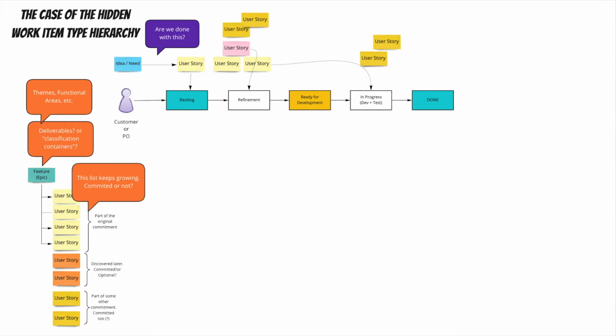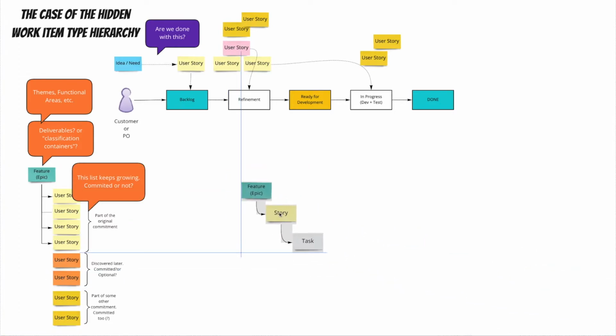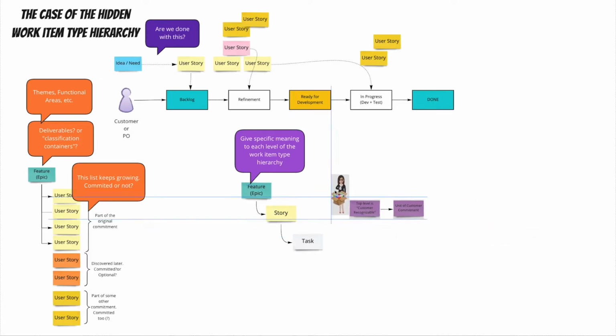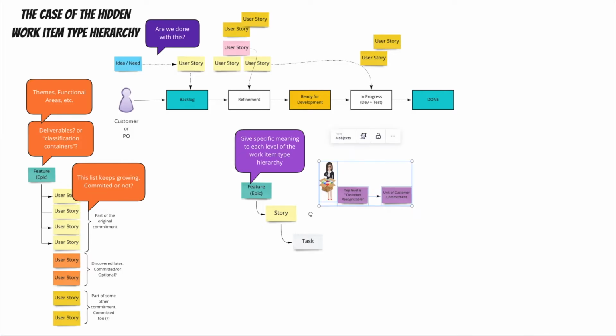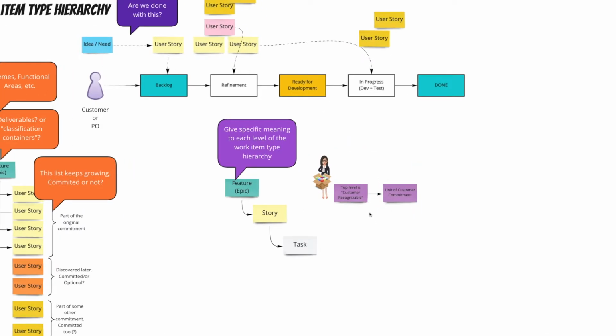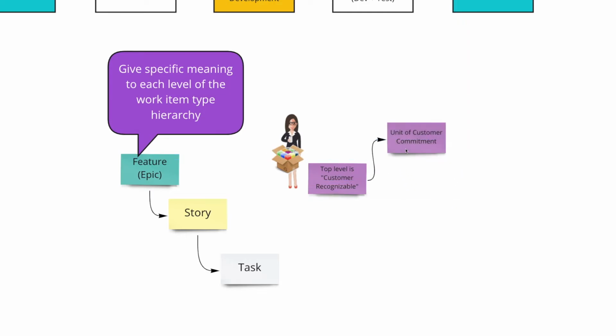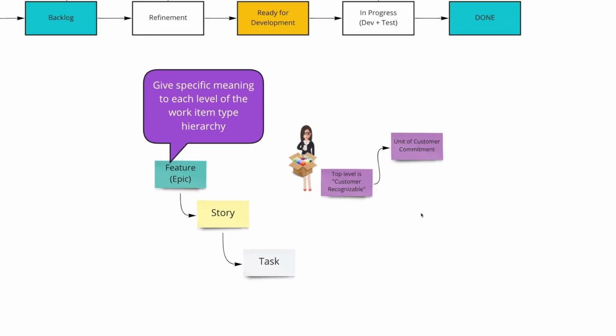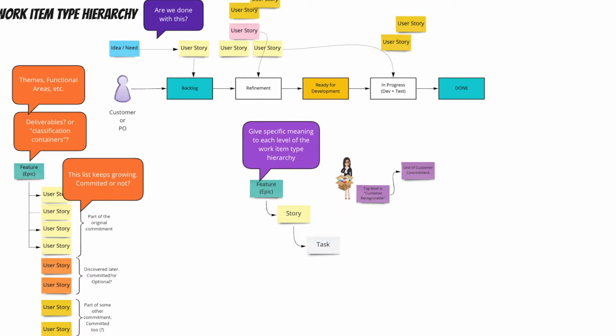The solution to this is to take advantage of hierarchies to model commitments explicitly, and it turns out that a hierarchy of at most 3 levels is sufficient for this, assuming that we agree on assigning specific meaning to each level of the hierarchy. The top level of the hierarchy represents what we call customer recognizable items, and it serves the purpose of representing units of commitment. For an item to be customer recognizable, it needs to have meaning for your customers.